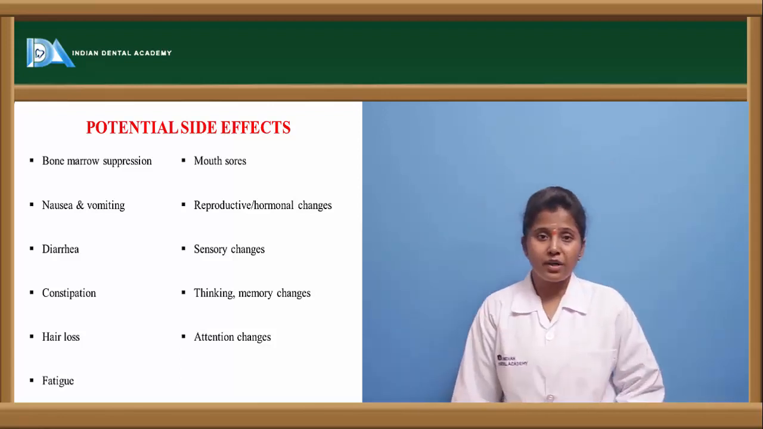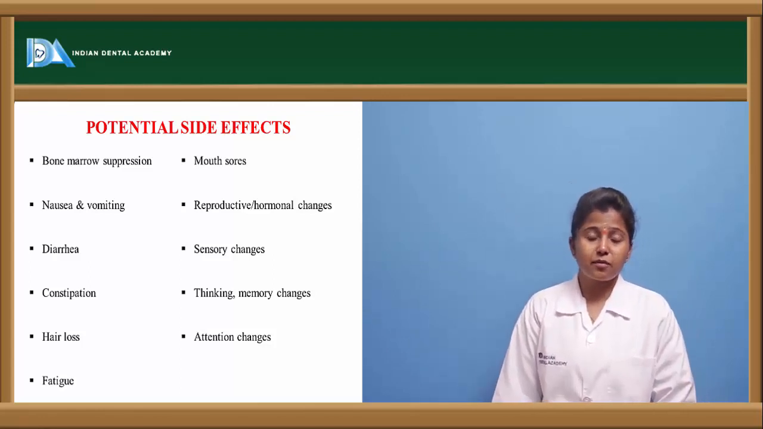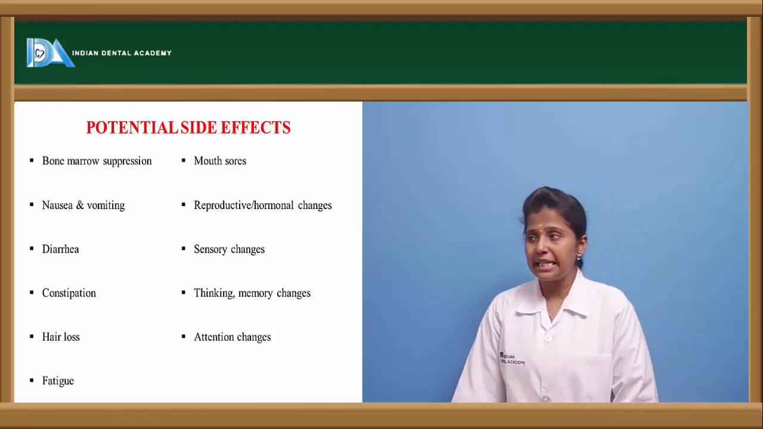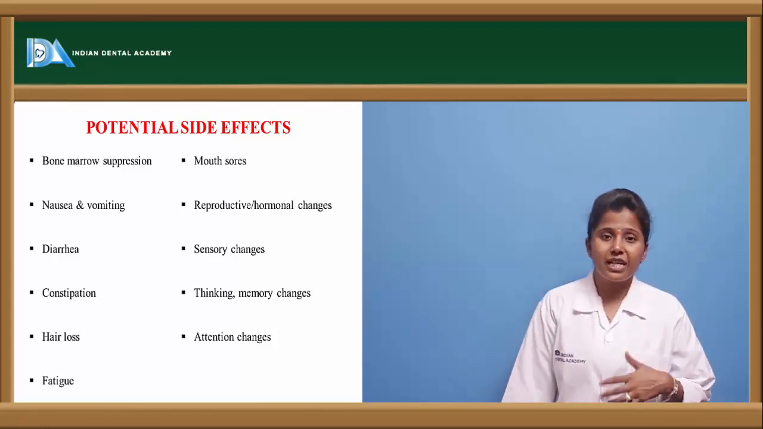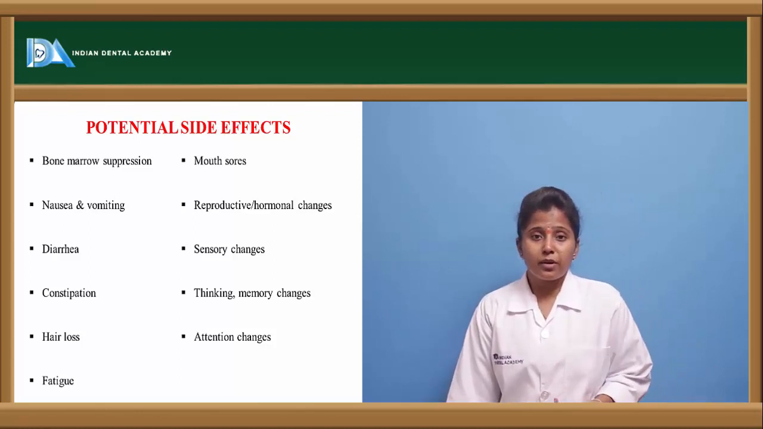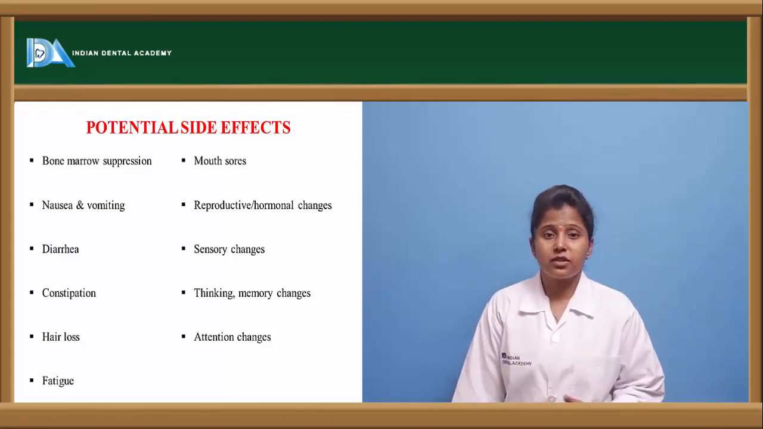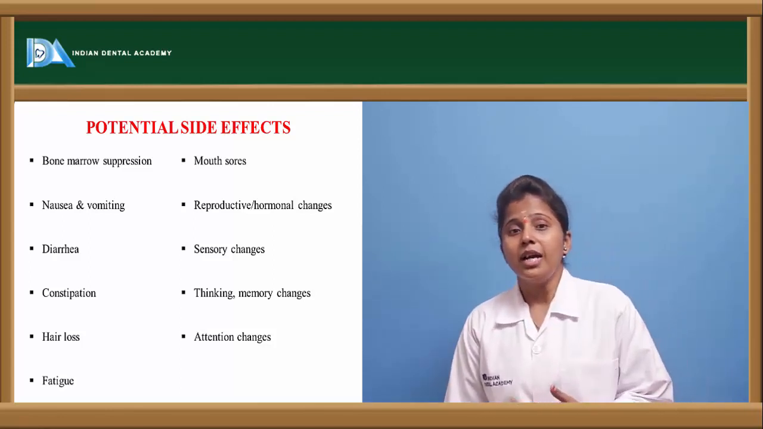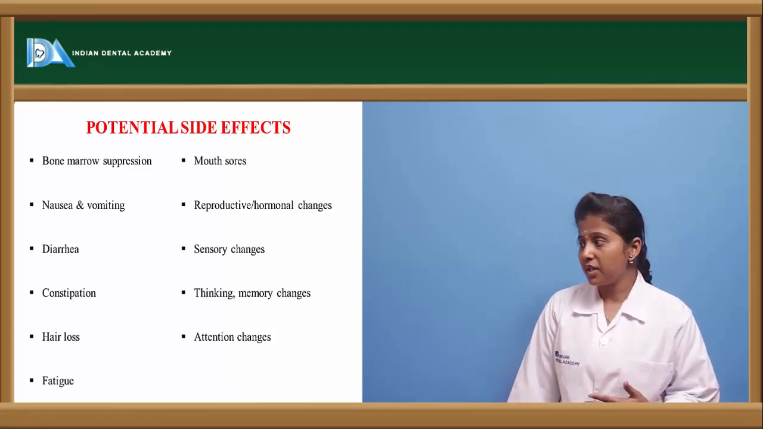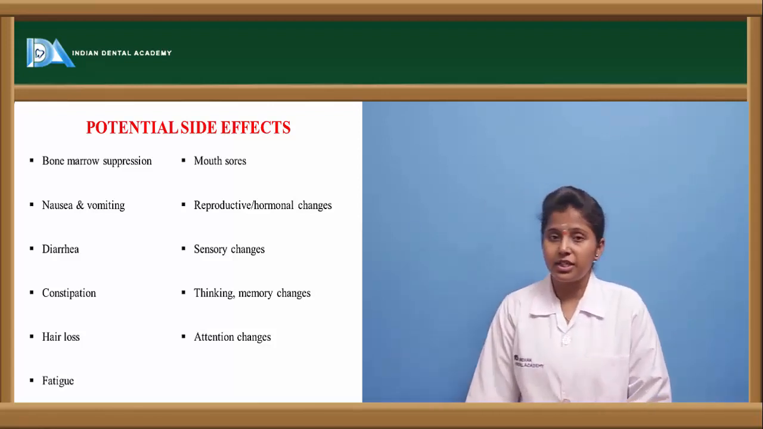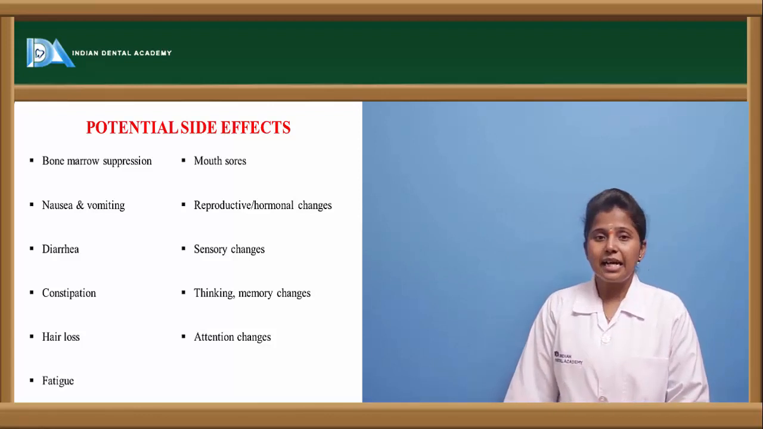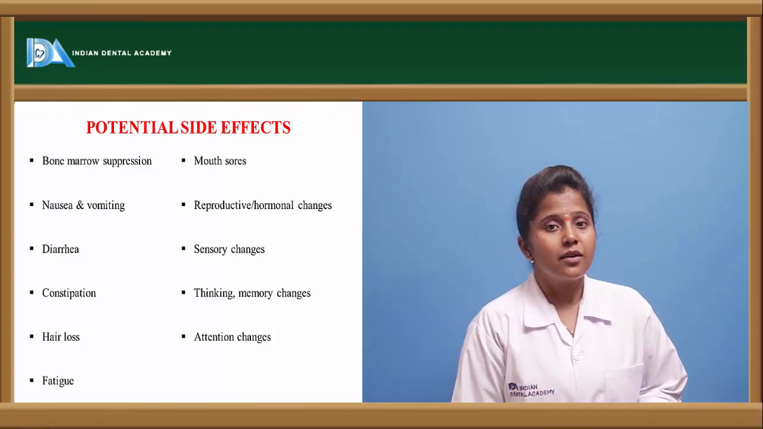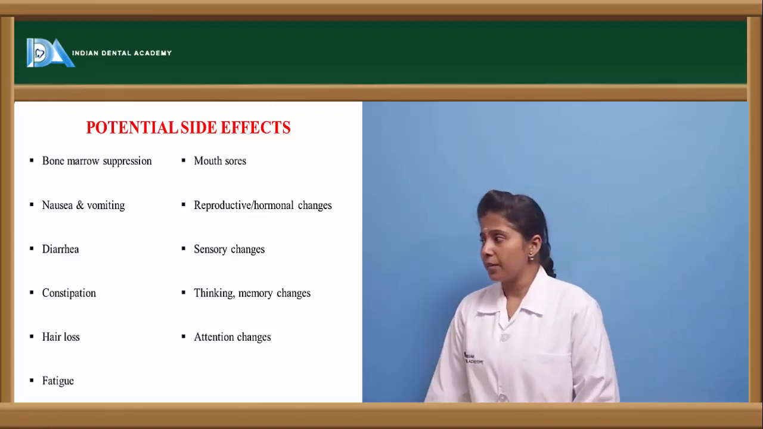Then there are nausea and vomiting, but not all patients will suffer from nausea and vomiting. Diarrhea, constipation, hair loss, fatigue, mouth sores. Because of the heat which is produced in the body, due to the antibiotics and the drugs administered to the patient, mouth sores are observed. And there are reproductive or hormonal changes, sensory changes, thinking and memory changes, as well as attention changes. So these are a few of the possible side effects if a person is given chemotherapy treatment.